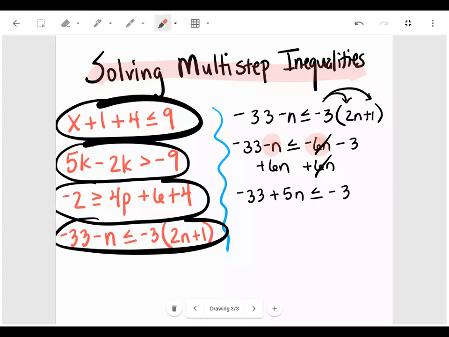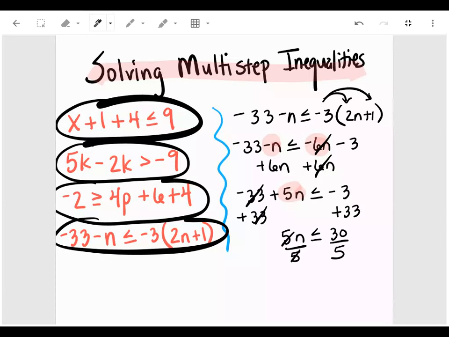All right, now I want to get the 5 positive n's alone. So I'm going to add 33 positives to this side to cancel out the 33 negatives. And over here I'm going to add 33 positives. When I do that, I get 5n is less than or equal to +30. And then divide by 5, and we get n is less than or equal to +6.